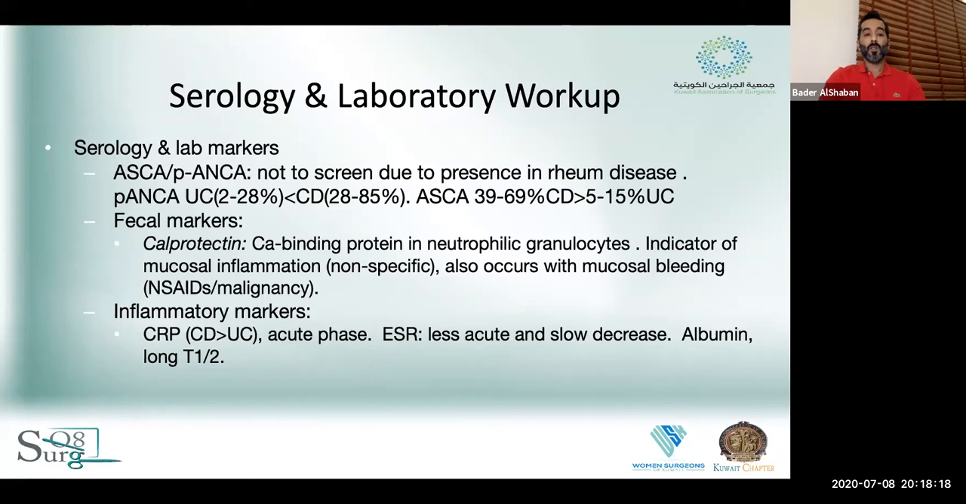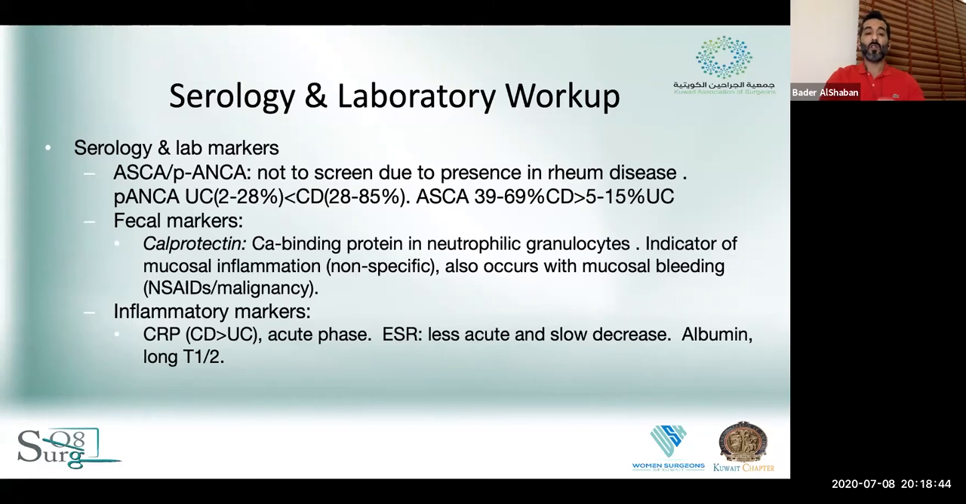Fecal markers, namely calprotectin, a calcium-binding protein, were recently introduced into the management of IBD patients. It is an indicator of mucosal inflammation. It's a non-specific indicator, and therefore it may be present in infectious colitis and other forms of colitis. It may also occur with mucosal bleeding. It may occur with the use of non-steroidal anti-inflammatory drugs, and it may also be present with malignancy.